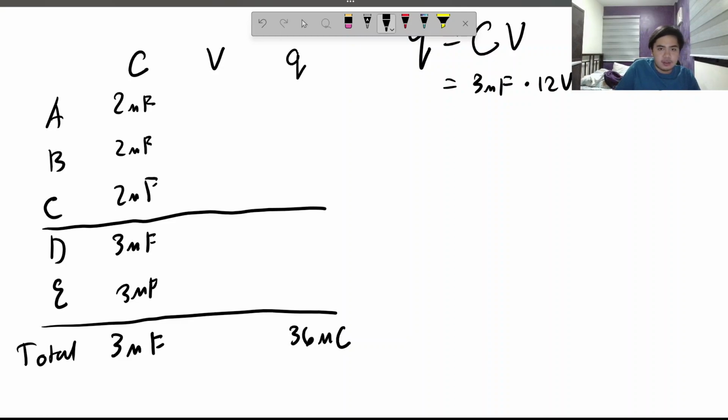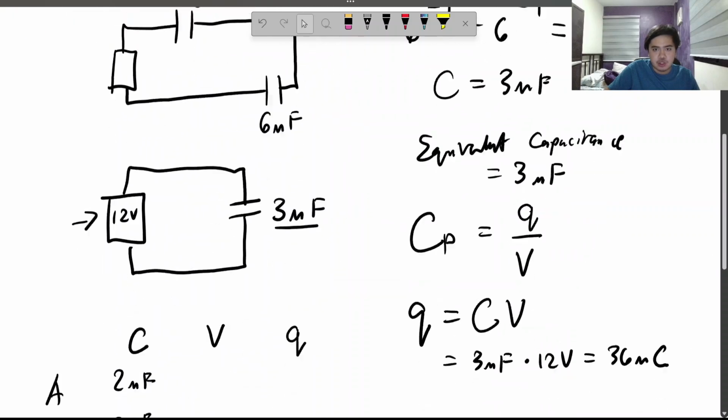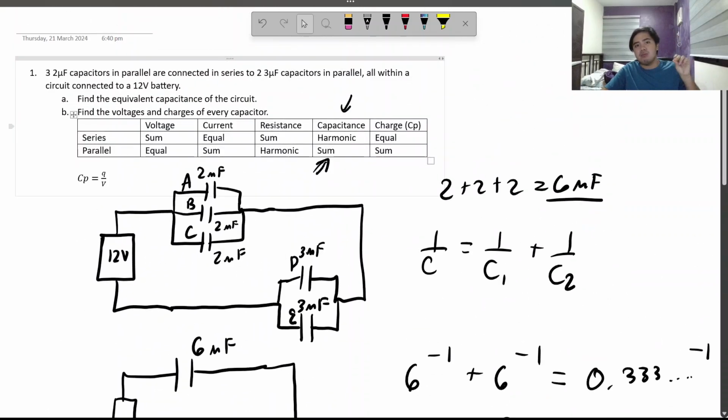We know from the table that charges in parallel are the sum. So you have to add the charges up in order to get the total charge. And charges in series are equal. So if capacitors are in series, the charges of those capacitors are equal.